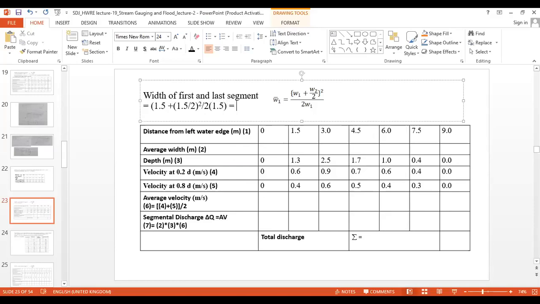What is the answer over here? What is the answer? Fastly.